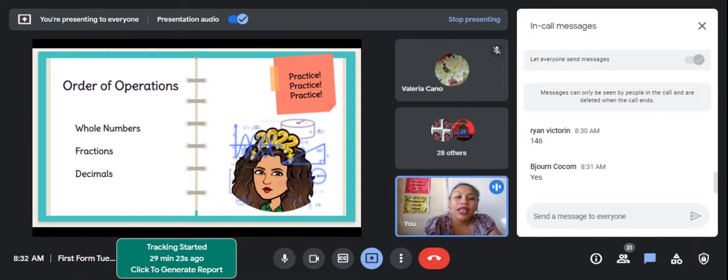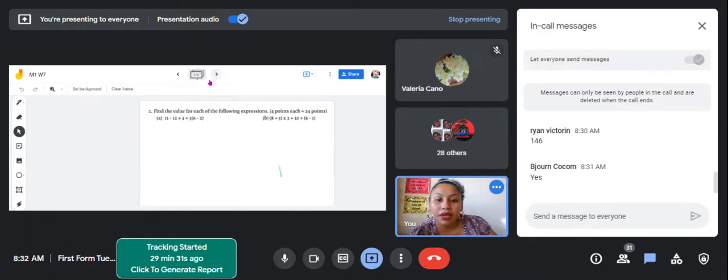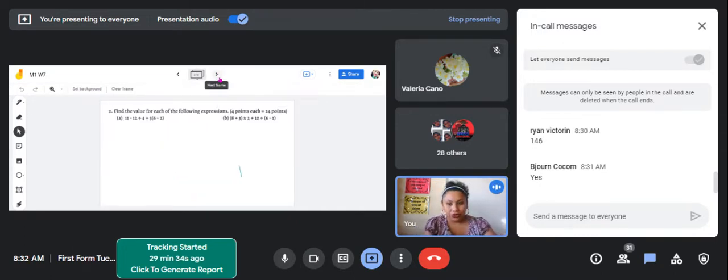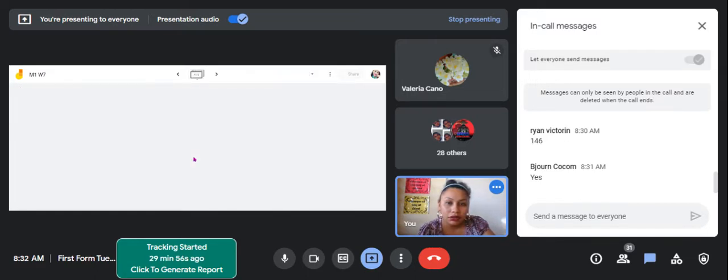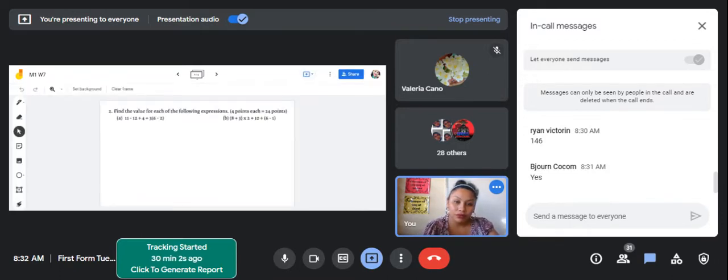So, in the assignment that I gave you guys, it has 6 questions on order of operations, right? It has 2 of them on whole numbers. It has 2 of them on fractions, and it has 2 of them on decimals.